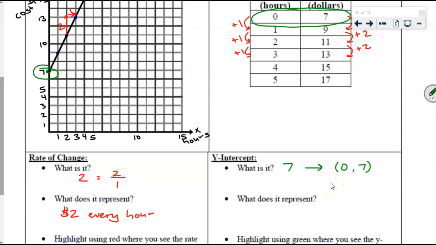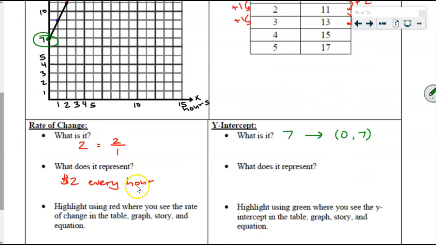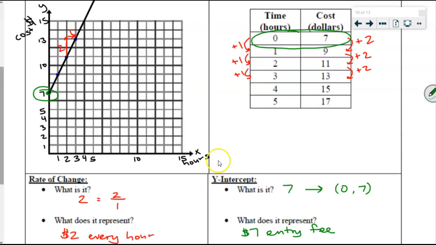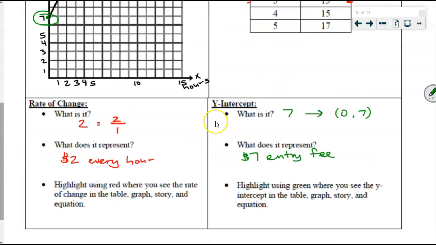What does it represent? What does that 7 mean in our story? Caleb, what does that 7 mean in our story? Yeah, it's an entry fee again, right? $7 just to get in. And again, I've already highlighted in all those places. So if you've kept up on the highlighting with me, then you've already done all of that stuff. Trying to make some connections with color.